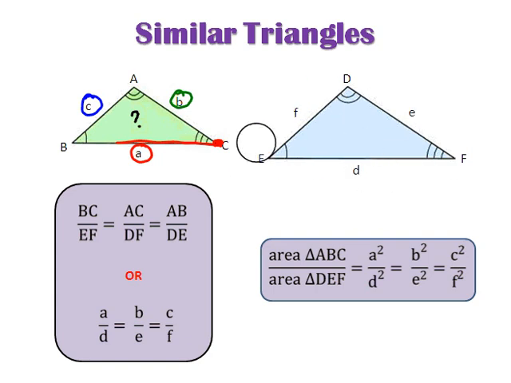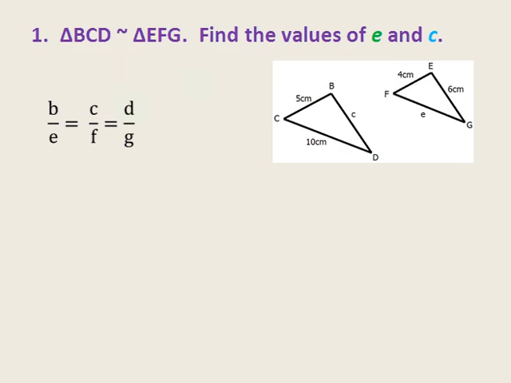Okay, so we're going to go through one example. Here's an easy example. Number one, triangle BCD is similar to, so that's what that line means, triangle EFG. And I want you to find E and C. Now I have the formula down there, and I'll even fill it in with the numbers that they've given me.